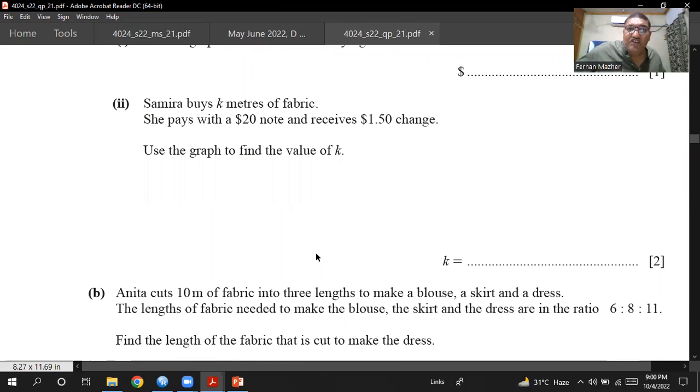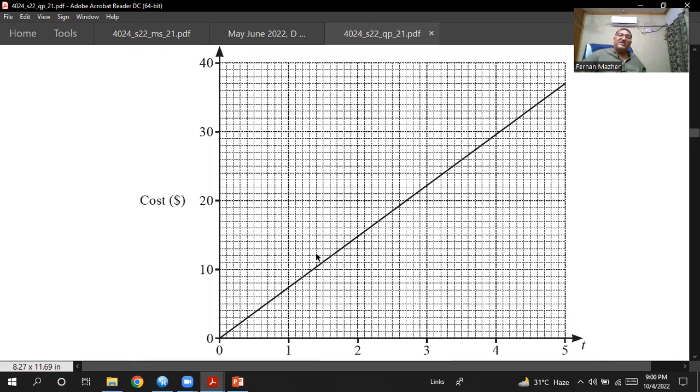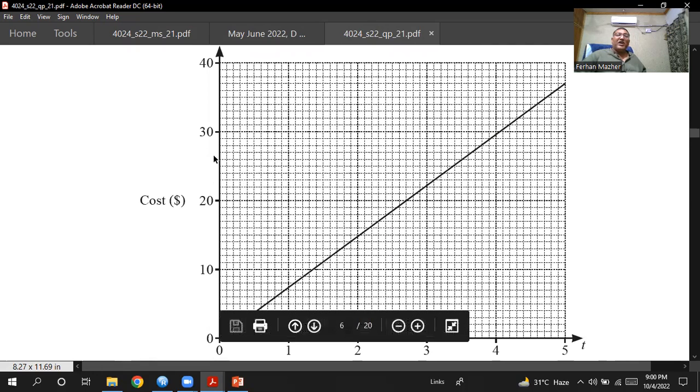Samira buys K meters of fabric. She pays with a $20 note and receives $1.5 change. Use the graph to find the value of K. So how much money has she spent? She gave $20 and the shopkeeper gave her back $1.5. So she has spent $18.50. So how much fabric has she bought? It will be 18.5.